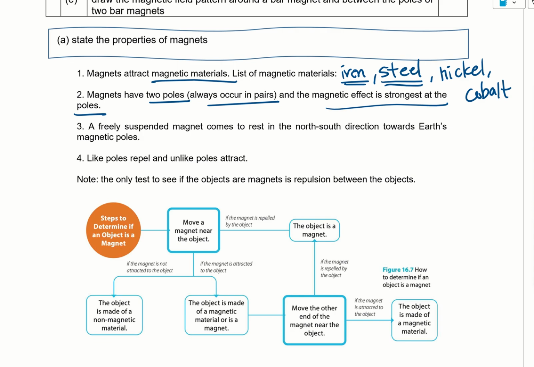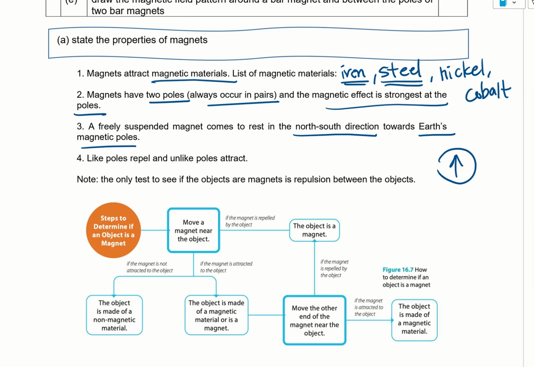Point number 3, a freely suspended magnet comes to rest in a north-south direction towards Earth's magnetic poles. Basically, Earth is like a magnet. That's how people find their way using a compass, right? Inside the compass, there's actually a magnet.